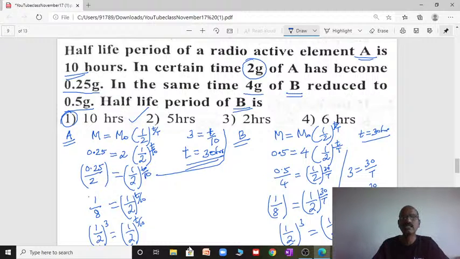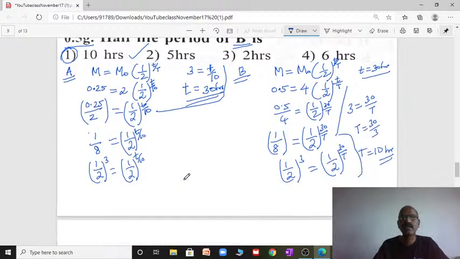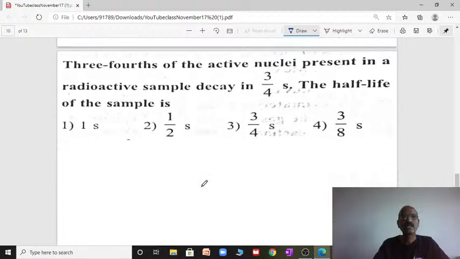Yes. Let us go for the next one. Next question. 3/4 of the active nuclei present in the radioactive sample decay in 3 by 4 seconds. See, 3/4 of the active nuclei present in the radioactive sample. That means how much has decayed already? 1/4. The half-life of the sample is?